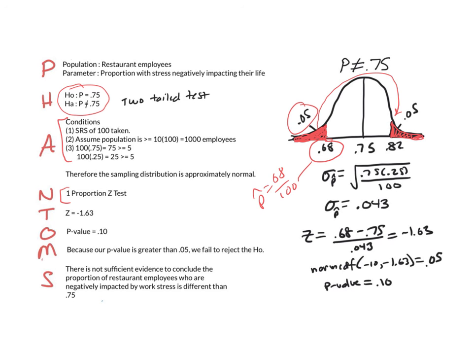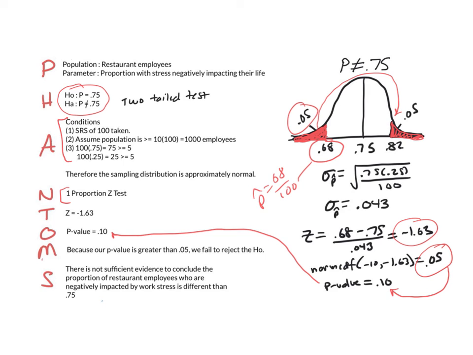So down here you can see the calculator will find a z-score, it'll look up a p-value, 5%, and then it'll multiply it by 2 to get your final answer, okay? The calculator does all that on its own as long as you say that the alternate was not equal to, okay? Then our conclusion, or decision, would be, because our p-value is greater than 5%, which it is, it's 10%, we fail to reject the null. So we'd say there's not sufficient evidence to conclude the proportion of restaurant employees who are negatively impacted by work stress is different than 75%.